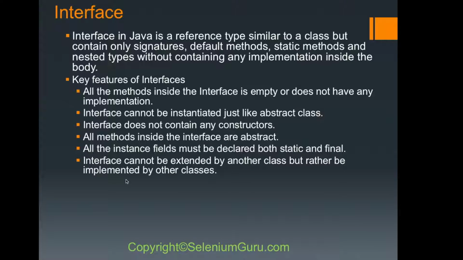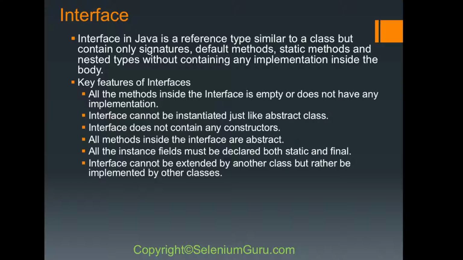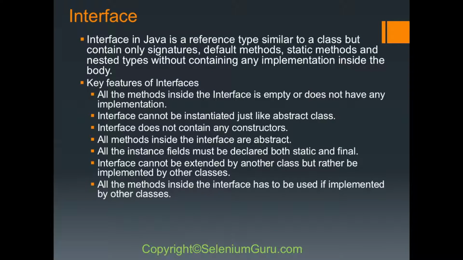Just like I said before, an interface cannot be extended by another class, but rather is implemented by other classes. So that's the difference between an interface and an abstract class, right? The child class can inherit the abstract class. However, with an interface, you cannot extend it. You can only implement it. So all the methods inside the interface have to be used if implemented by other classes. That's the major difference between an interface and an abstract class.